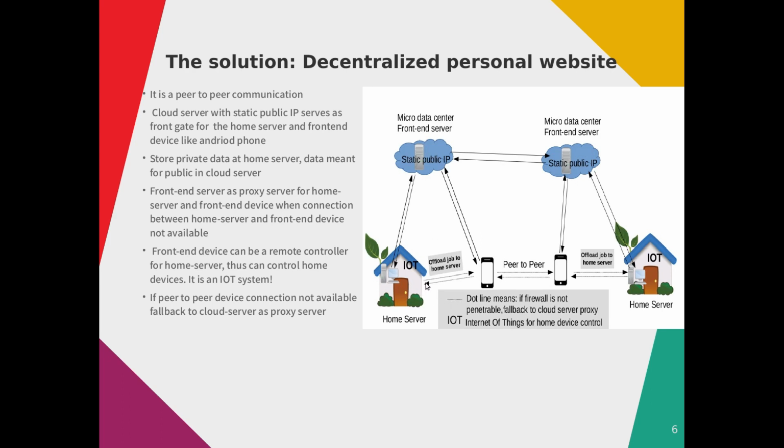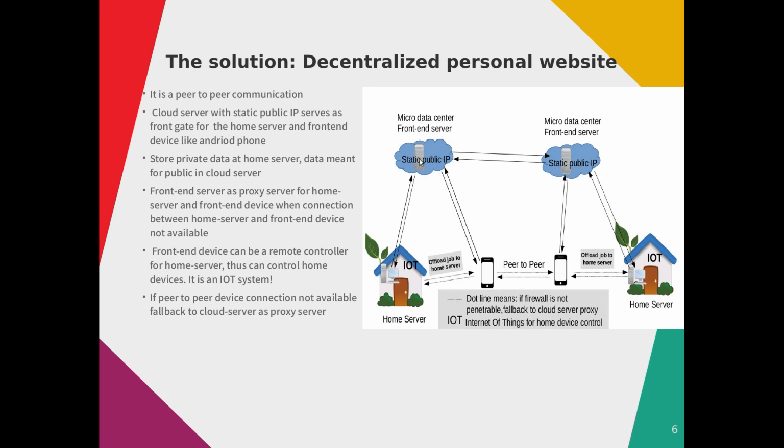So if we want to find someone else, we need them to have a static IP, just like the address of your gate. If the address of your gate changes all the time, nobody can find you. So the cloud server provides the possibility for people to reach you, and once people knock on your gate, it can notify the home server or front-end device.